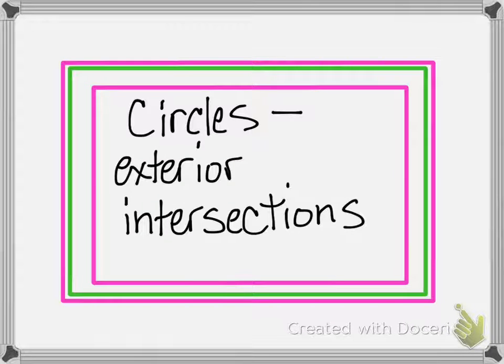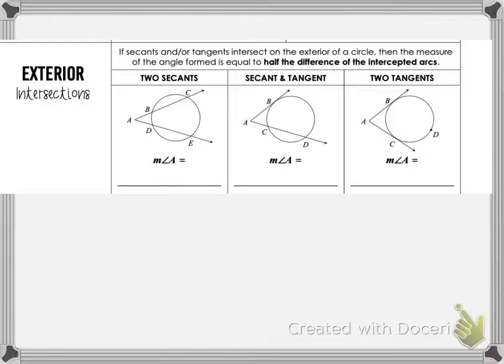Alright, this video is about circles and exterior intersections of secants or tangents. So there's a cool relationship there. We call these exterior intersections. That's when these two lines, tangents or secants, intersect outside of the circle. So like right there.